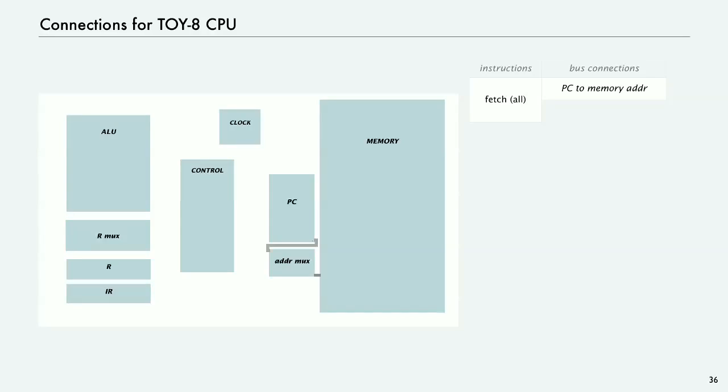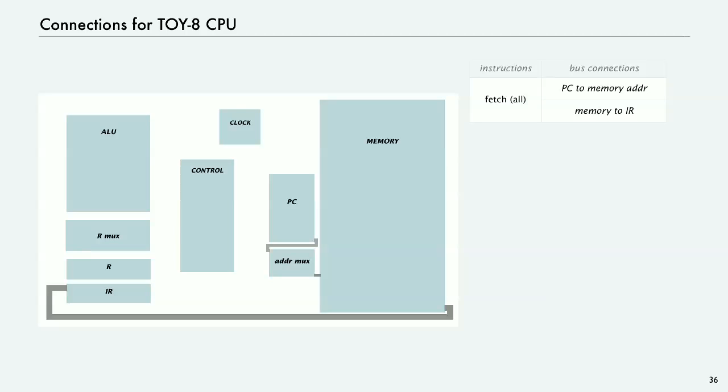Its address is in the PC, so we have to connect the PC to the memory address. And then to get the word out of the memory, the output of the memory has to go into the instruction register. So in order to do a fetch of an instruction, we need these bus connections: the address going from the PC into the memory address, and the output of the memory going into the instruction register. Halt instruction, no information. That's a control line we'll talk about on the next slide.